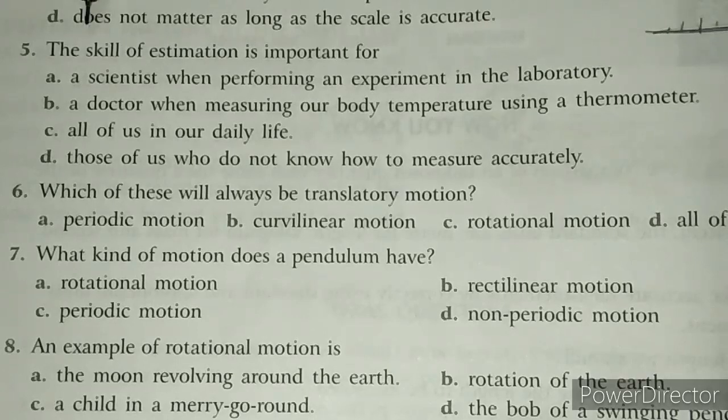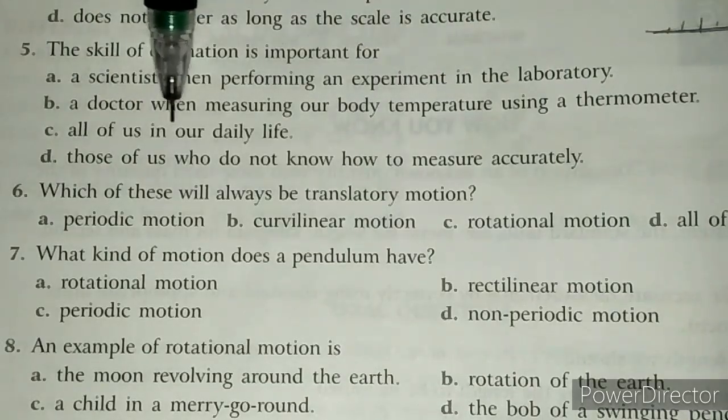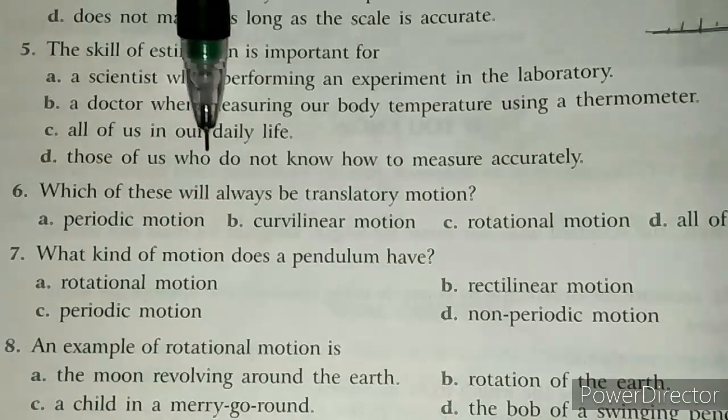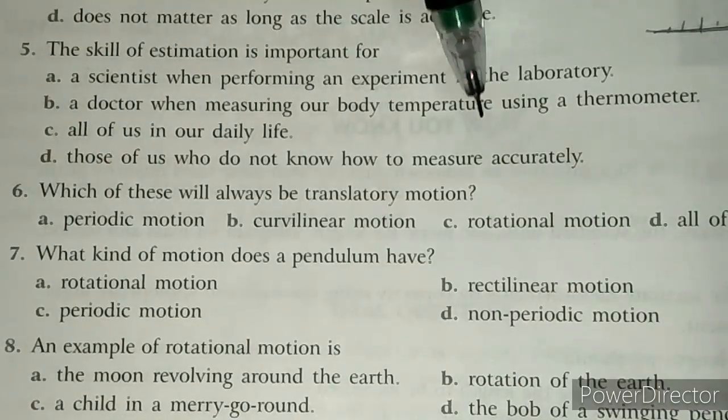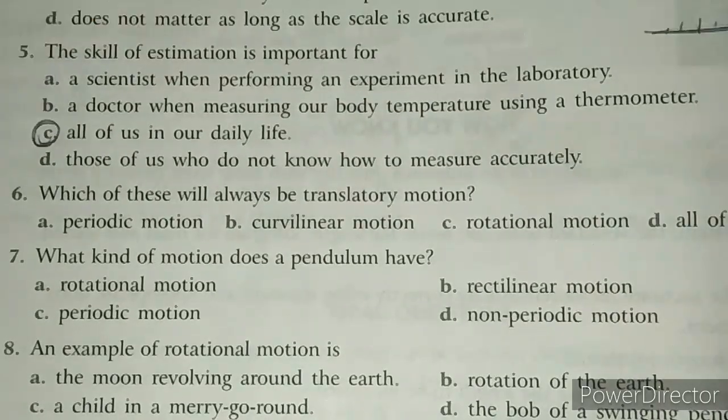The fifth one we have, the skill of estimation is important for a scientist when performing an experiment in the laboratory, a doctor when measuring our body temperature using a thermometer, all of us in our daily life, those of us who do not know how to measure accurately. Among these four, this is the right answer, because everybody needs estimation to do their simple tasks. For example, if you want to cook, you need to know the estimated salt or spices you need to put in your dish.